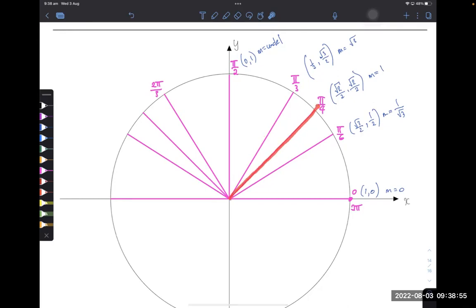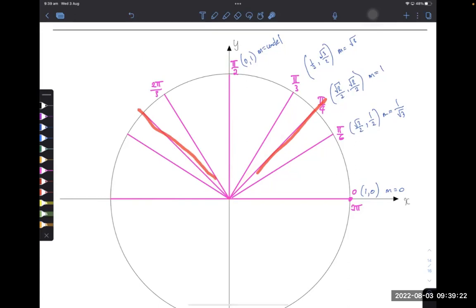Yes, this is pi on 4 here. So what would this one be? Gotcha. 1 pi on 4, 2 pi on 4, 3 pi on 4, 4 pi on 4. Does that make sense?